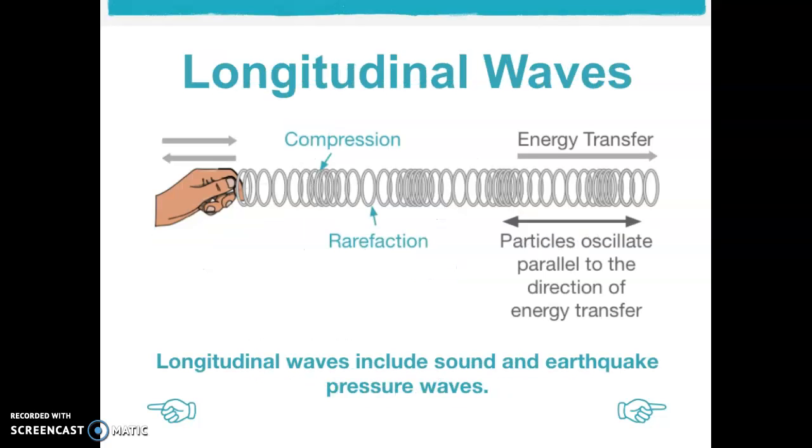A different kind of wave is a longitudinal wave. Now, in a longitudinal wave, the particles are oscillating, but they're no longer oscillating perpendicular to the motion of the wave. The pulses are now moving along the same direction as the wave. So what you're getting is a series of compressions and what we call rarefactions as the wave pulses through the spring in this example. Longitudinal waves include sound and some earthquake pressure waves called P waves.